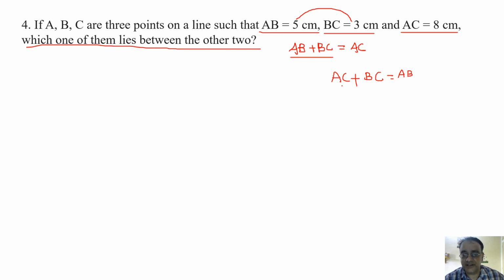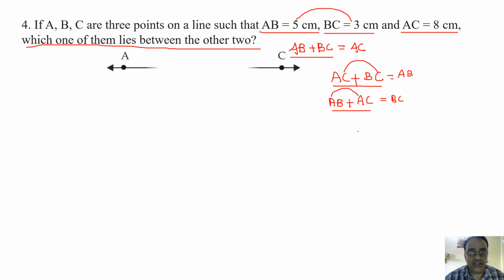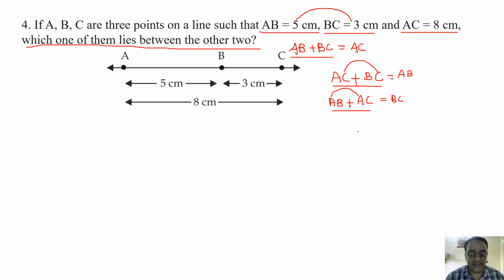So if this possibility is there, now see which point is common here. C. So that means C lies in between A and B. अगर AB plus AC is equal to BC आ गया, right? Suppose we are getting this one. So कौन सा point common है इन दोनों में? A. सो BC के बीच में A है. सो ये तीन पॉसिबिलिटीज हैं. सो यहाँ पर देखो सबसे पहले AB plus BC, दैट इज 5 प्लस 3 इज इक्वल्स टू 8 सेंटीमीटर. सो B लाइज इन बिटवीन द अदर टू.